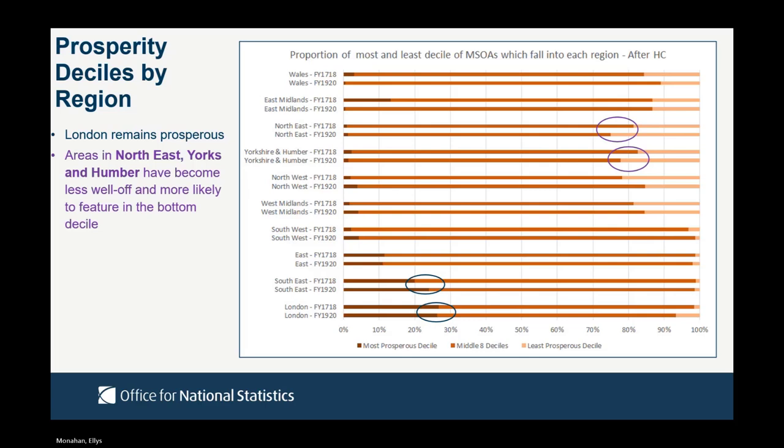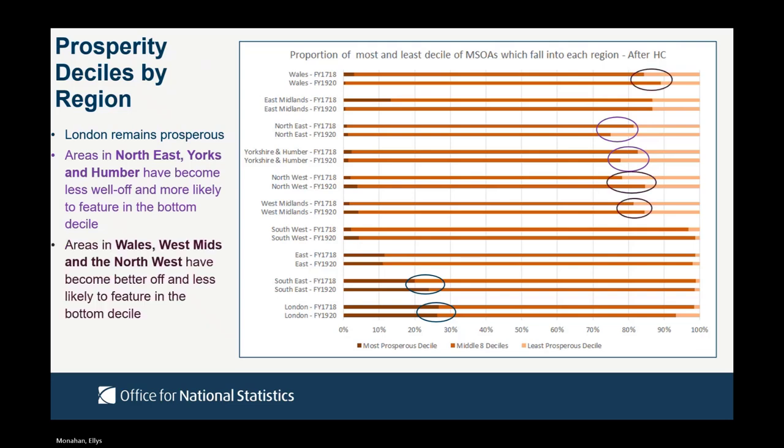Click, thanks. Northeastern Yorkshire and Humber are less well represented in the least prosperous decile than they were, so they've actually got better off. And again, on the other hand, Wales, West Midlands and Northwest have become better off. Sorry, Northeast and Yorkshire have become less well off. So we've got an east-west sort of split, really, where the west has got more prosperous and the east has perhaps got less prosperous. Next.